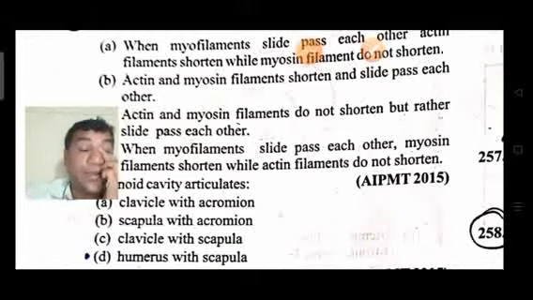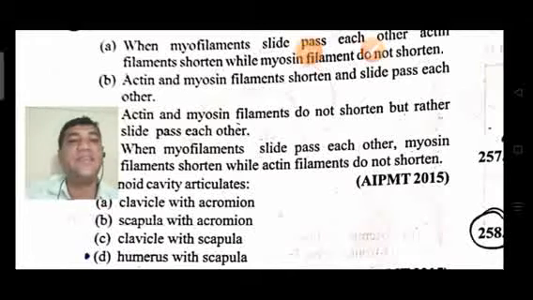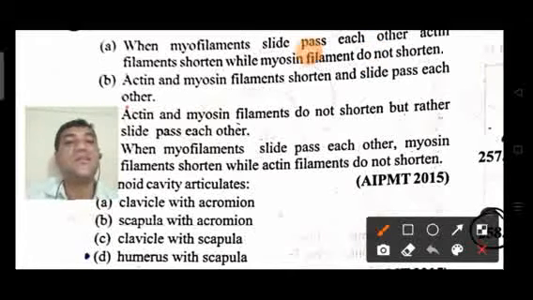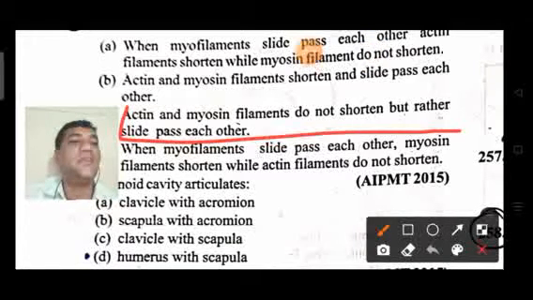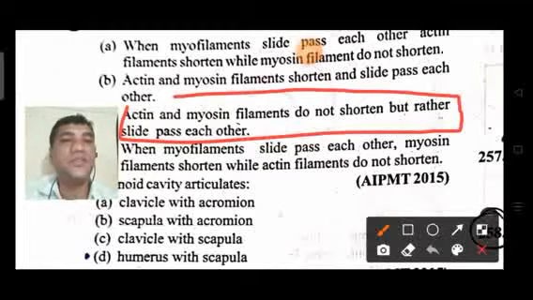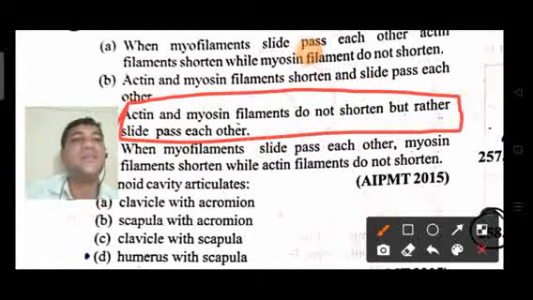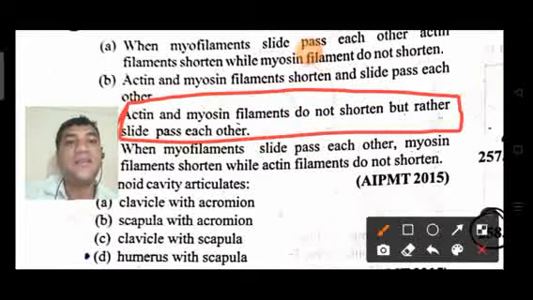Already in the sliding filament theory, we have discussed that actin filaments slide over each other. Actin and myosin filaments do not shorten but rather slide over. So the name itself says that it is the sliding filament theory. So the answer is C option: actin and myosin filaments slide over each other, and there will be a decrease of length only in the I band but not the A band.